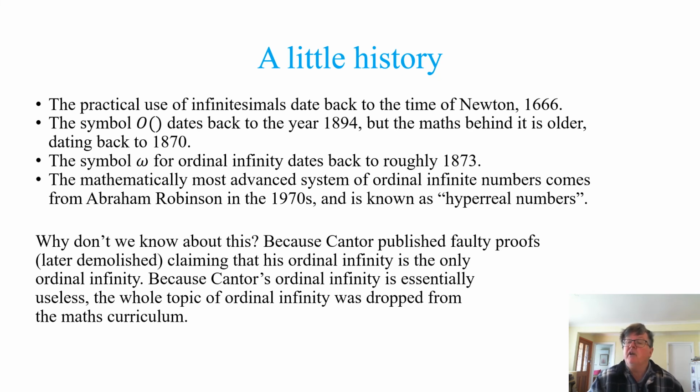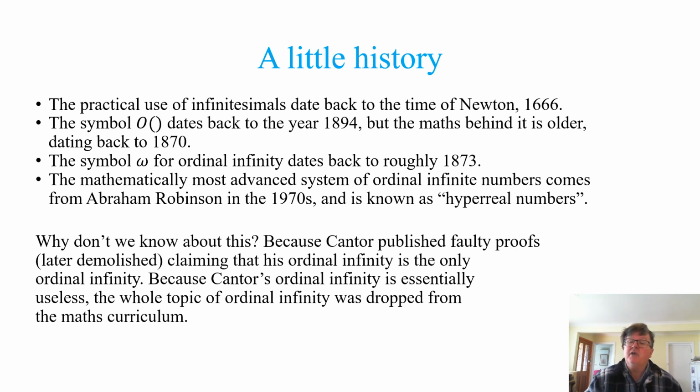The mathematics behind ordinal infinity dates back to 1870, or rather, I should say, specifically the use of orders of infinity, that is, x is less than x squared, dates back to a chap called de Bois-Reymond in 1870. The symbol omega started being used for ordinal infinity back in roughly the year 1873. So none of this is particularly new. I'm not inventing a new mathematics here or anything. I'm just bringing up to date what has been done a long time ago.